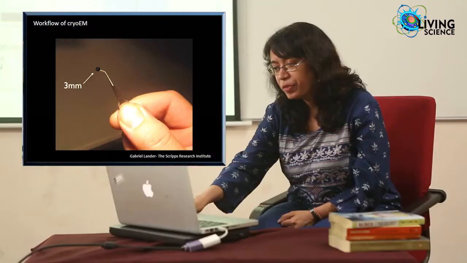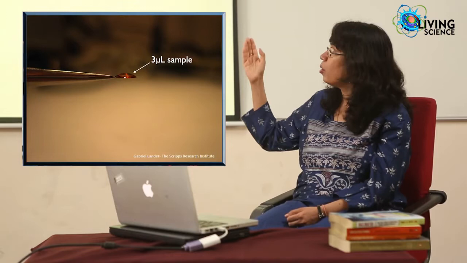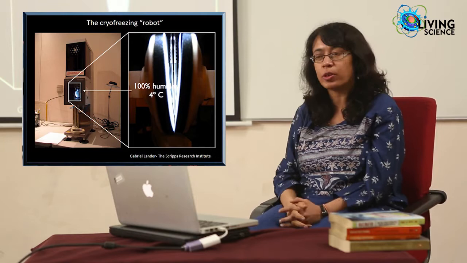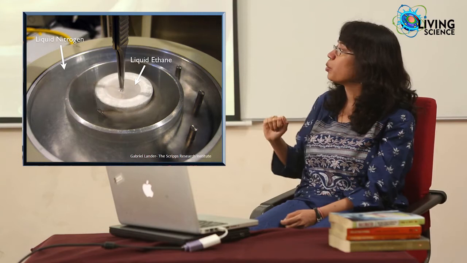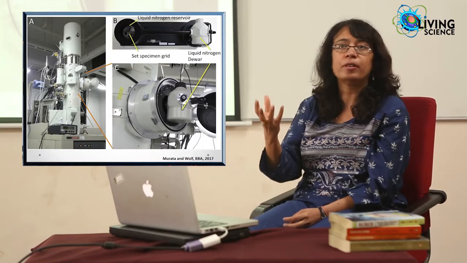So to look at it a little more closely, this is a grid which is being held by tweezers, and the sample is added on the grid. And then this entire setup is put inside a vitrification robot. Now, there are several kinds of vitrification robots available. What the robot does is that it maintains a certain temperature and humidity, and it very quickly plunge freezes the sample. The sample is then quickly dropped in liquid ethane, which is being cooled by liquid nitrogen, at very low temperature, minus 190 degrees, and quick cooling is the key to this. And this results in the vitrified sample, which is then put inside the electron microscope.